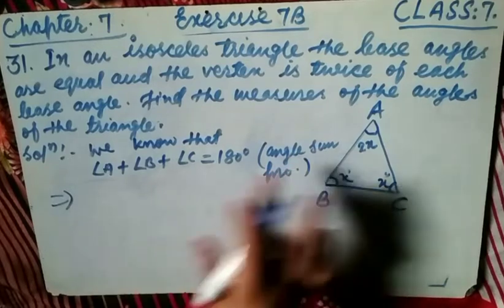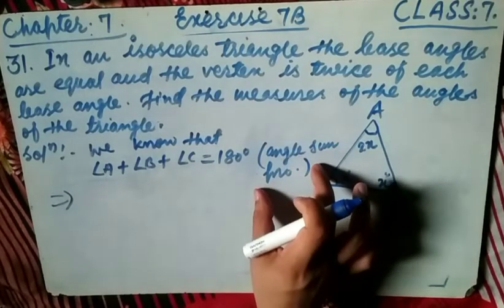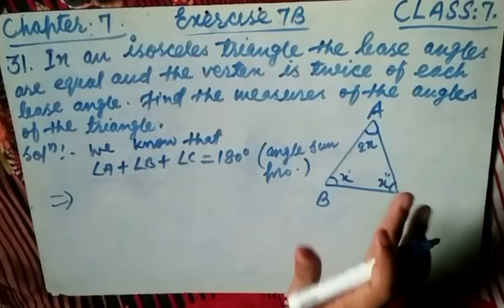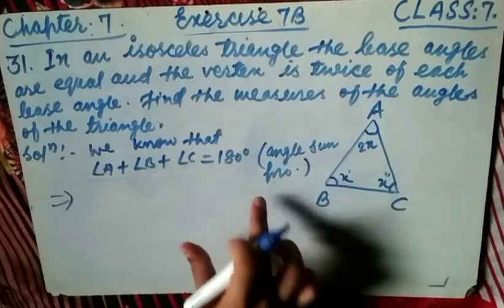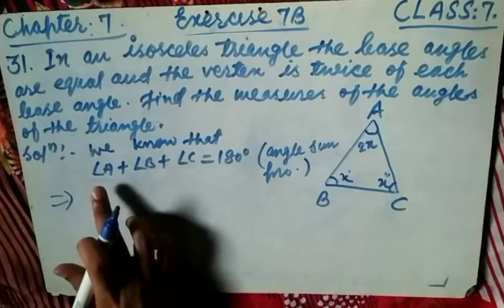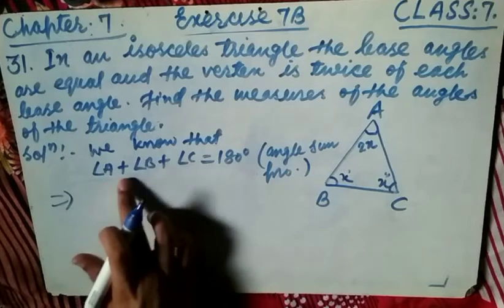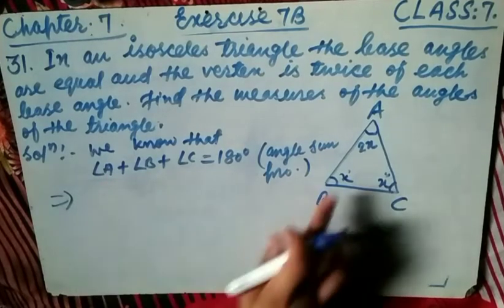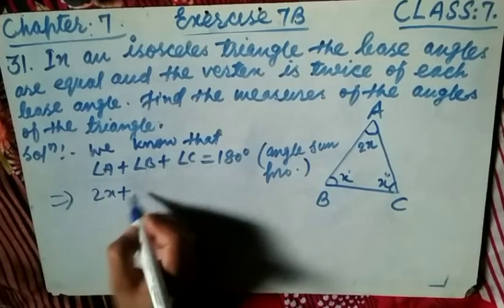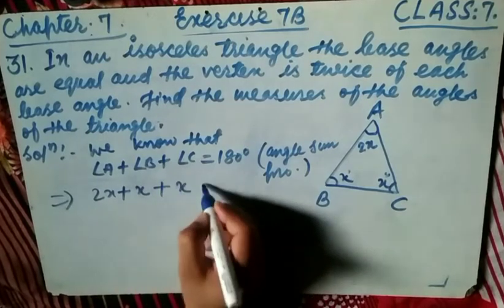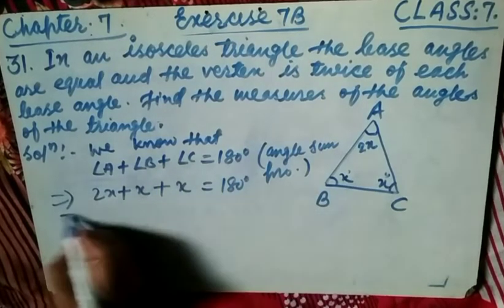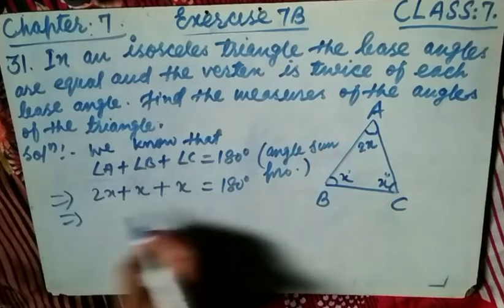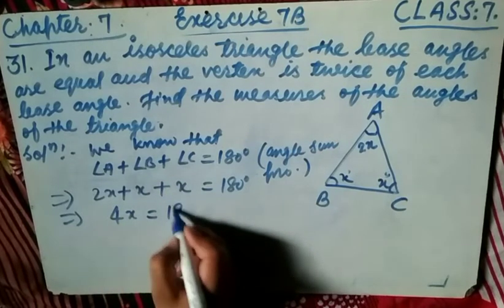We will prove this theorem in a further chapter. But we have to remember this is the angle sum property. That is why we write here: angle A plus angle B plus angle C is equal to 180 degrees. Angle A is 2x, angle B is only x, angle C is only x, and this is 180 degrees. Now 2x plus x plus x is 4x. 4x is equal to 180 degrees.